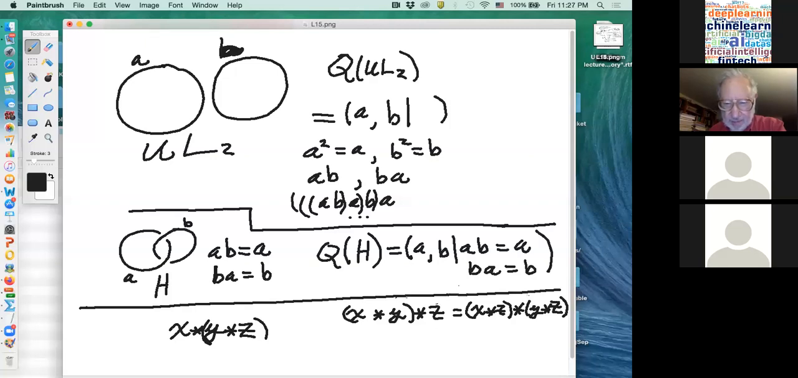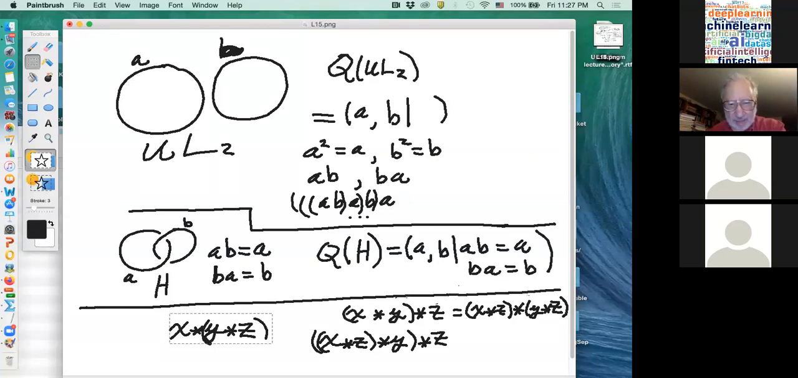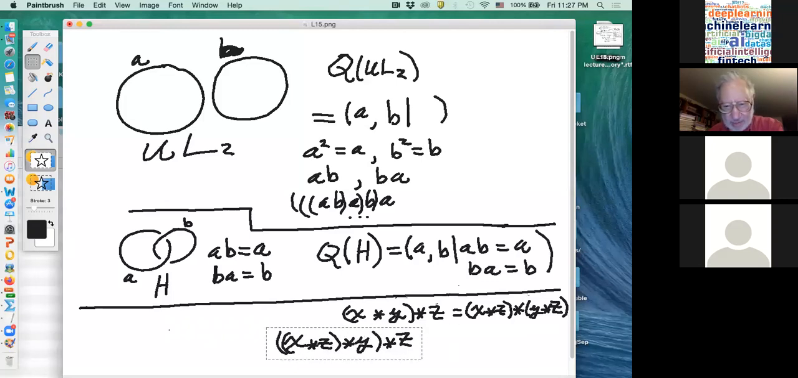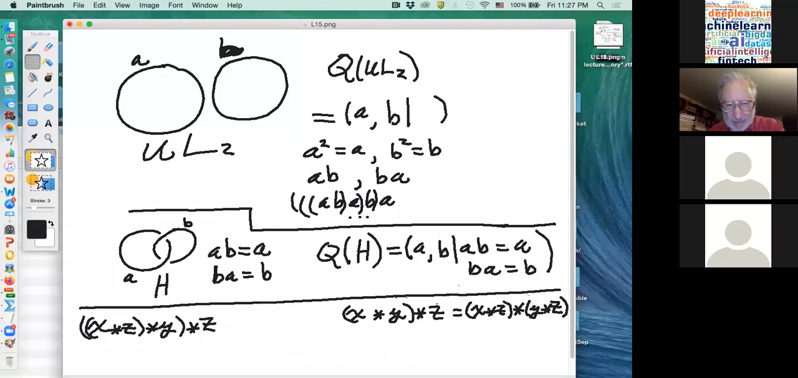So I want you to take a look at the following. X times Z, times Y, and then times Z. Excuse me, I was using up space here in a bad way, so let's create a little more space over here. I would like you to do a little exercise for me. Distribute this. And what do you get?